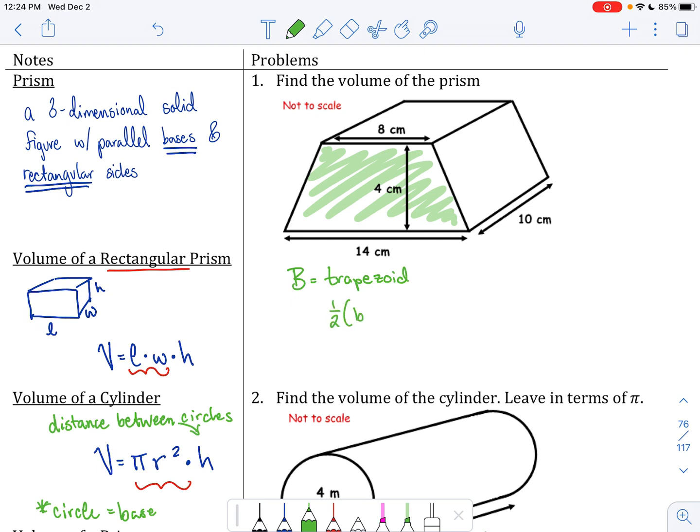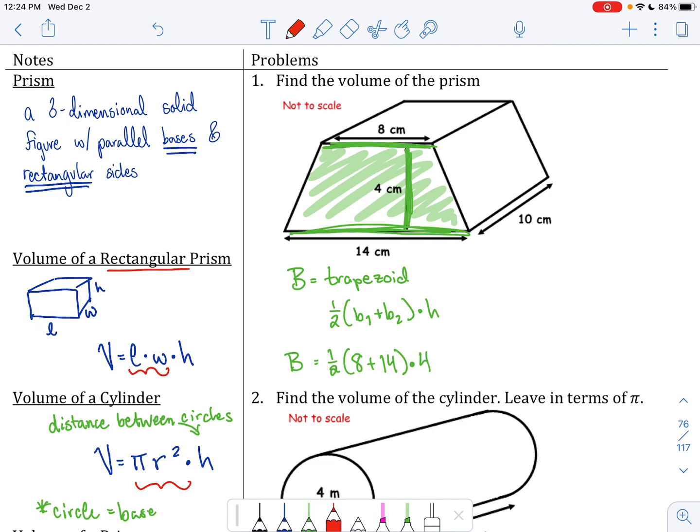Now, that means that we're going to use the formula 1/2 base 1 plus base 2 times height. If I'm looking at just that trapezoid, just the green shape, that means that our base, if I'm looking here, 8 is this distance across here, so that's our first. Our second, this distance here, 14. And then times the height of the trapezoid is 4.